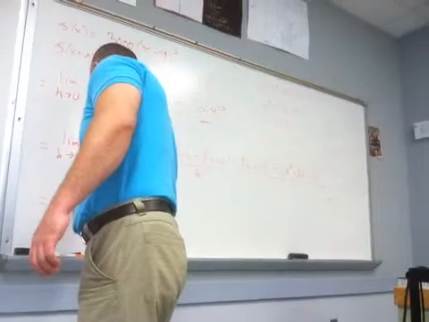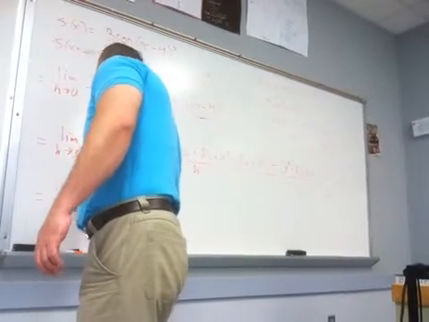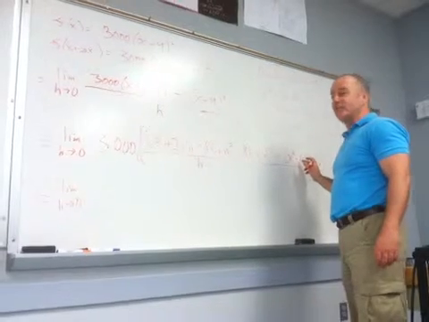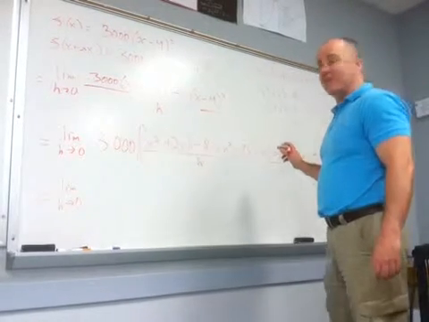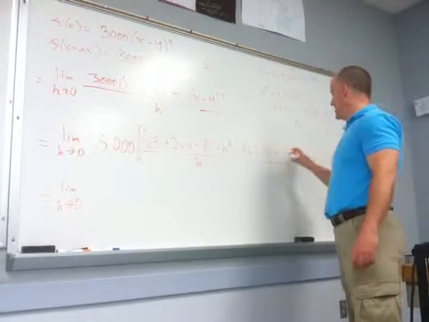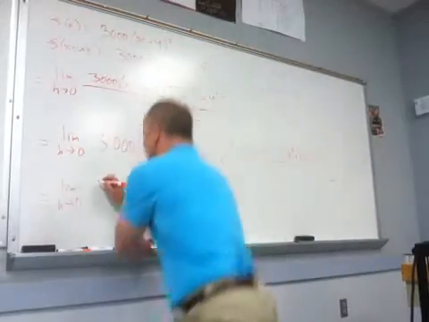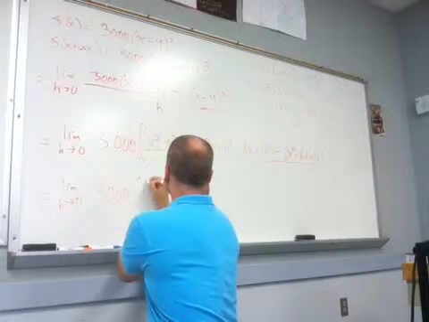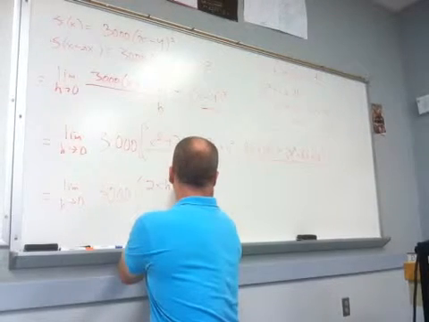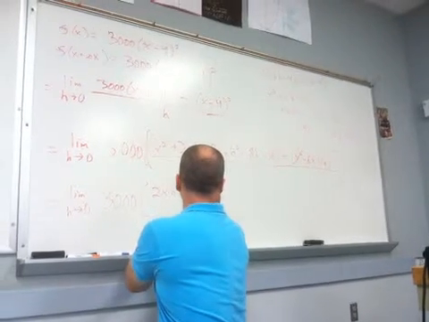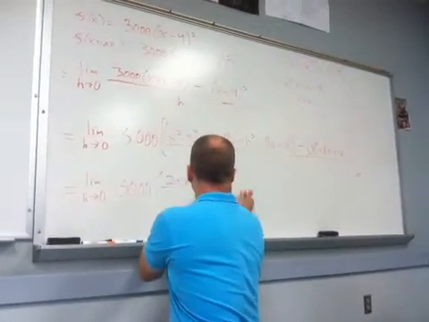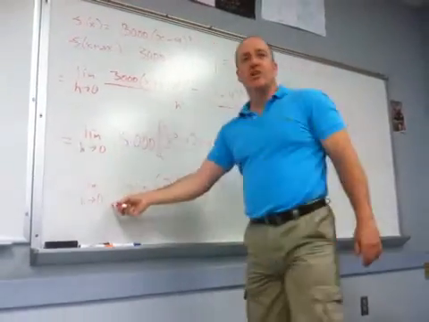There's a similar way to double check, too. If everything without an h in it doesn't disappear, you've made an algebra mistake somewhere. Everything that doesn't have an h should disappear, and all you should have left is 3,000 times 2xh plus h squared minus 8h, all over h. Okay, we can't let the dog off the leash yet.